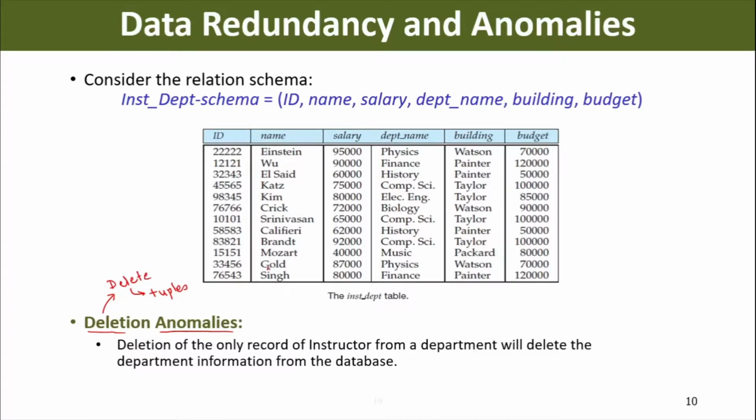If we have a single instructor from a particular department, and if we want to delete that particular instructor record from our relation, then what will happen? See here, for example, we have this music department.